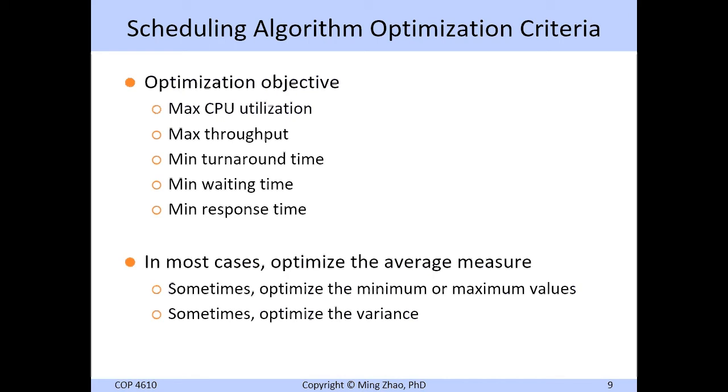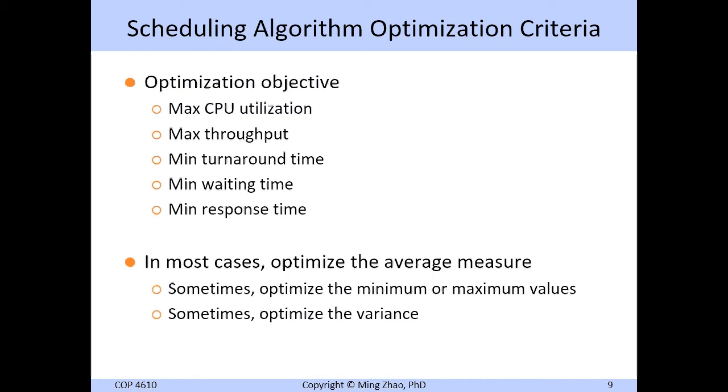The objective of a scheduling algorithm can be maximizing CPU utilization or maximizing the throughput. We talked about the difference between CPU utilization and throughput. Both are looking at the overall performance of the system. The objective can also be minimizing the turnaround time of a process, or minimizing only the waiting time, not including the time the process spent on the processor, but only the time spent in the ready queue waiting to be scheduled. Or the objective can be minimizing the response time, which we just talked about. This is meaningful for interactive processes.